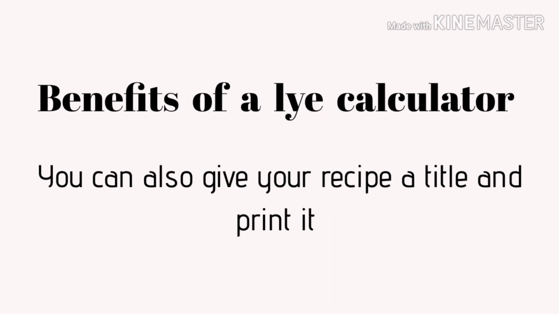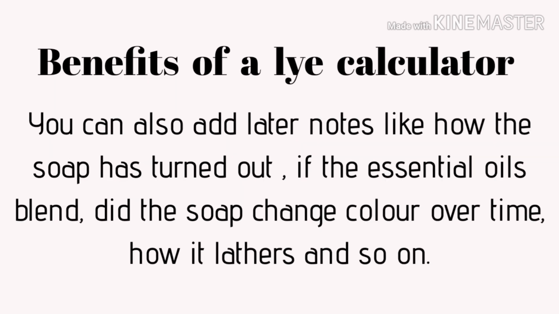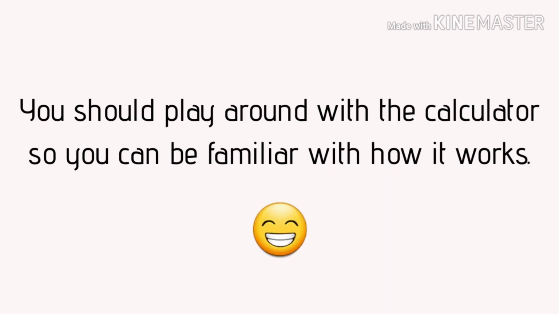You can also give your recipe a title on the lye calculator, and you'll print it, which is really helpful. Having your recipe printed when making soap allows you to check off the steps as you go. You can also add notes later on, like how the soap turned out in the end, if the essential oil is blended, how did the soap change color over time, and how it lathers, and other information like that. The lye calculator is especially helpful for tweaking and even creating your own recipes. We definitely recommend that you play around with the lye calculator just so that you're familiar with it and you know how to use it when you do try and tweak or even create a recipe.